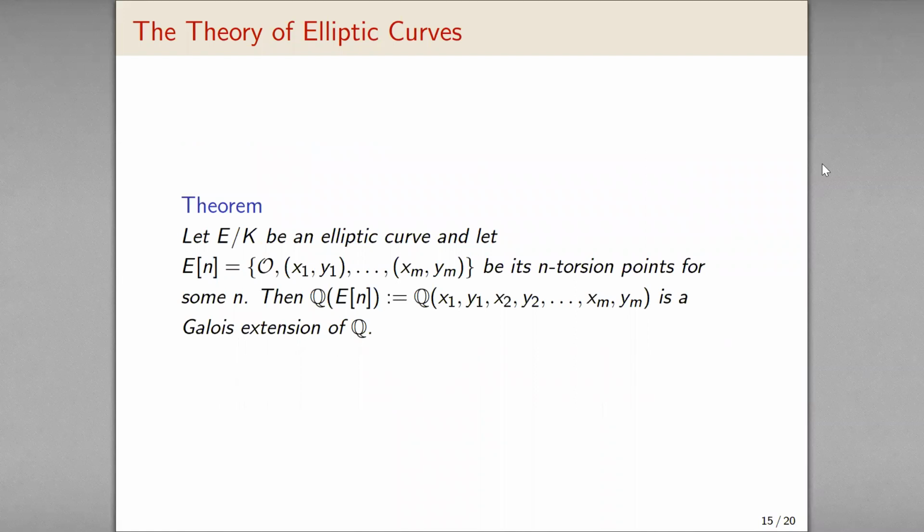Now, if E is an elliptic curve over K, we know that its torsion subgroup is a finite group. And we define the field of torsion points by adjoining the coordinates of the torsion subgroup to the field Q. And this actually gives us a Galois extension of Q.